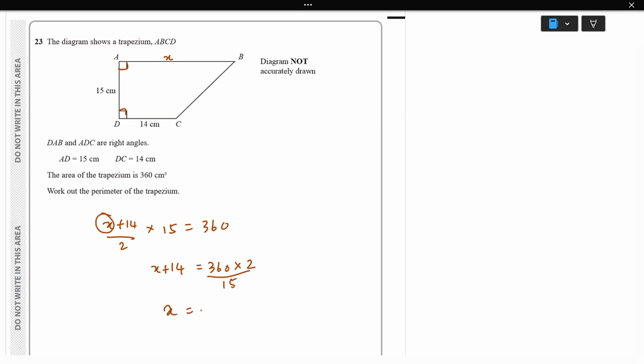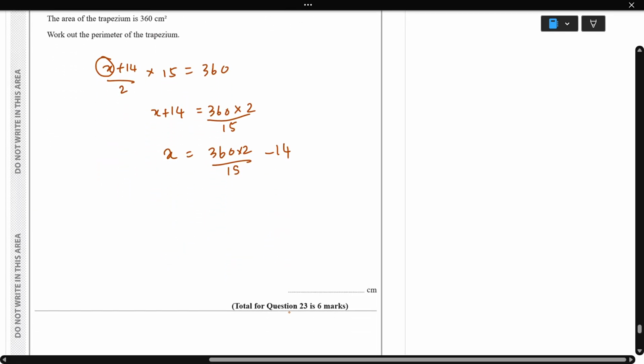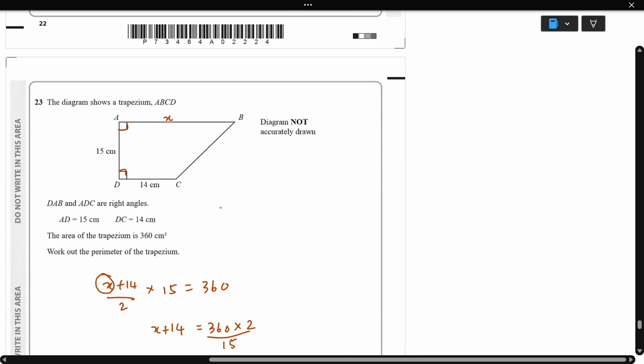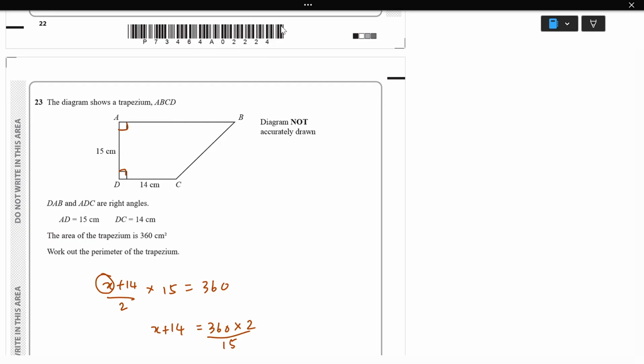So x equal to, we need to calculate this entire thing. 360 times 2 over 15. Then this 14 comes to the right side, and it is going to be negative 14 here. So x equal to, when we calculate, we get 34. So this entire length now is 34. But I'll draw a straight line here.